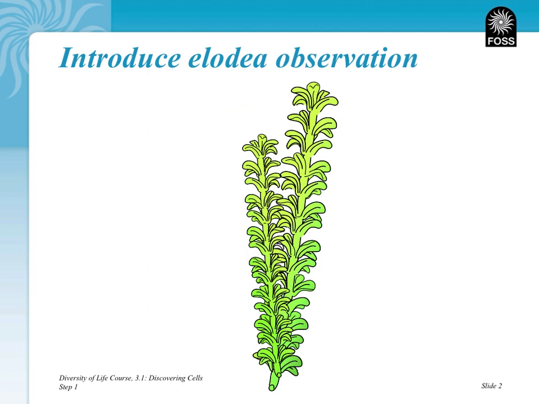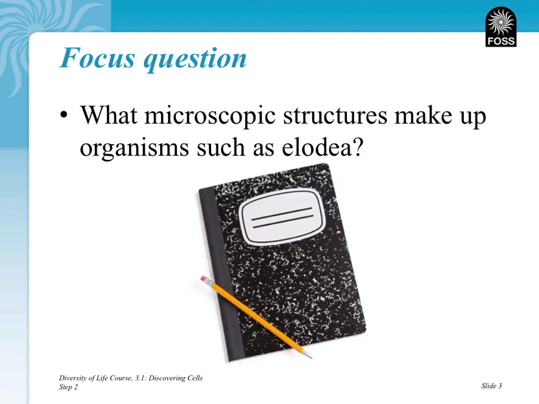You see them sometimes in aquariums, etc., but they're just a simple, very aquatic plant, which means they grow in water, and people put them in their aquariums for fish to eat off of and everything. They also provide us with a great opportunity to look at what microscopic structures make up organisms such as Elodea, and that turns us into our focus question. The focus question for this investigation is, what microscopic structures make up organisms such as Elodea?